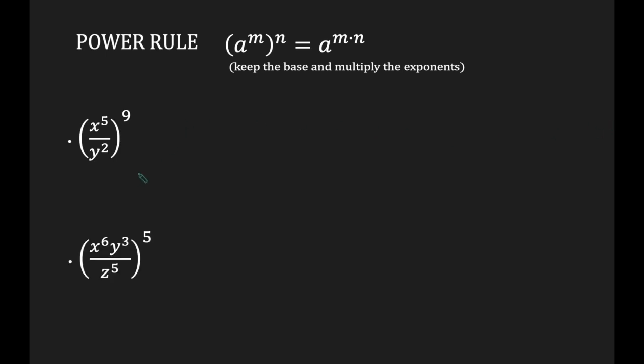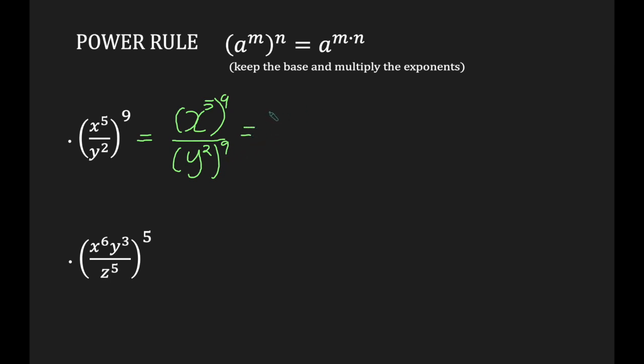Now suppose you're given a fraction. We can also apply the power rule to that. So here I have x to the 5th over y squared, and all of that is raised to the 9th power. Like the previous examples, everything inside of the parentheses must receive the 9th power. So x to the 5th is going to be raised to the 9th power, and the denominator of y to the 2nd will also be raised to the 9th power.